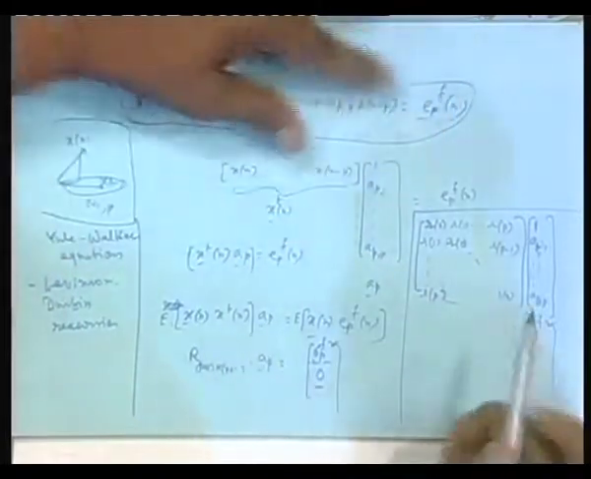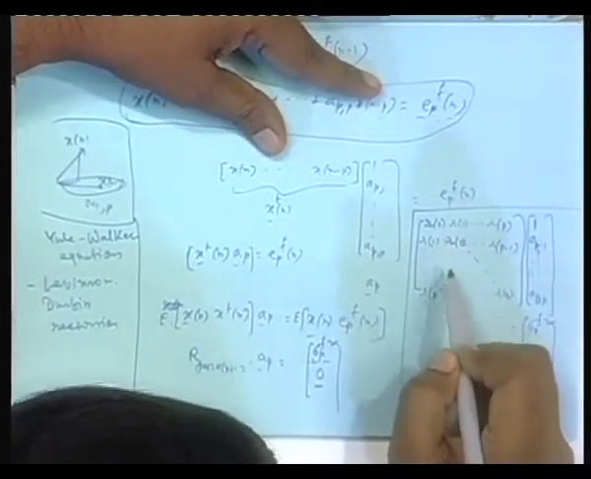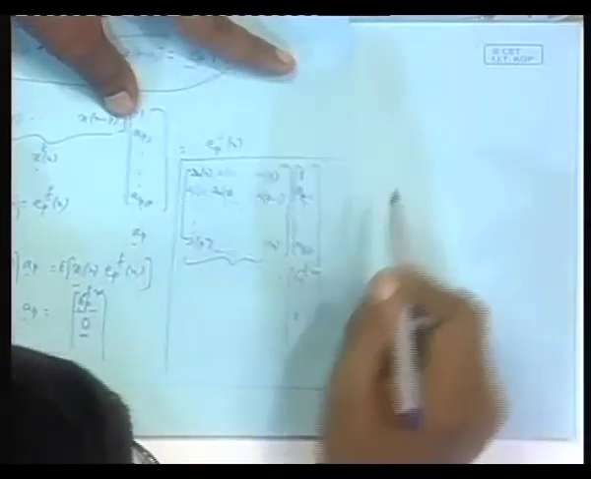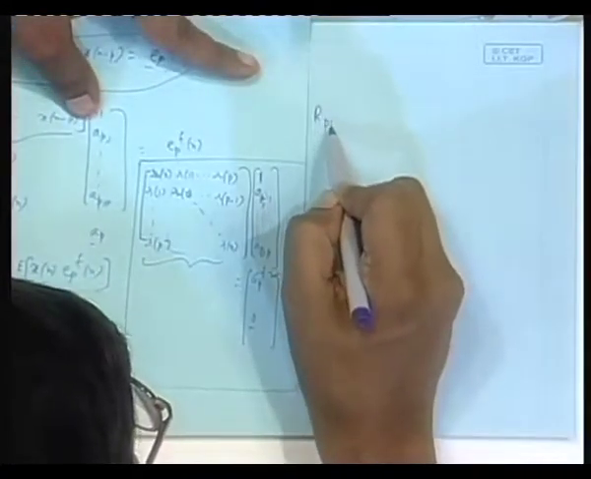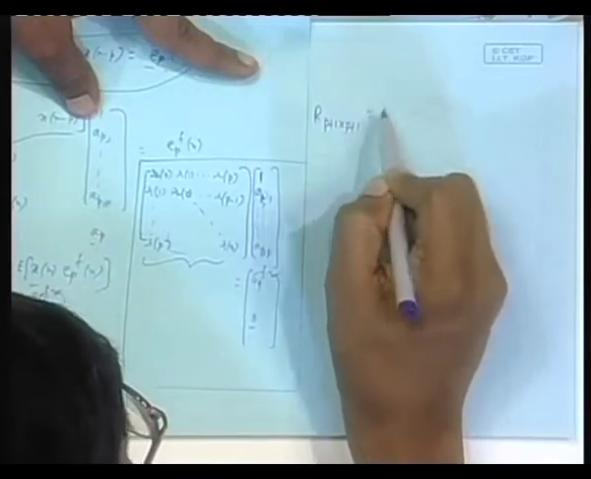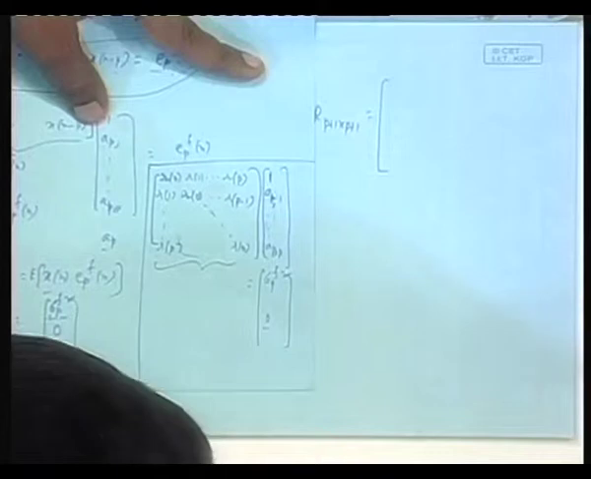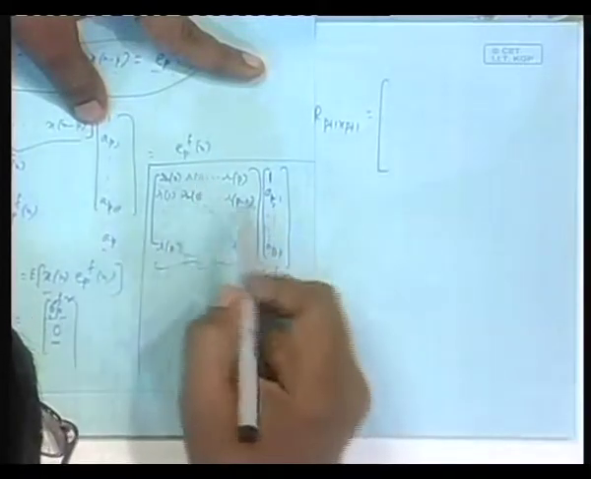Okay. Now, one thing you can see, this R matrix R can be written like this. I can take out this part.